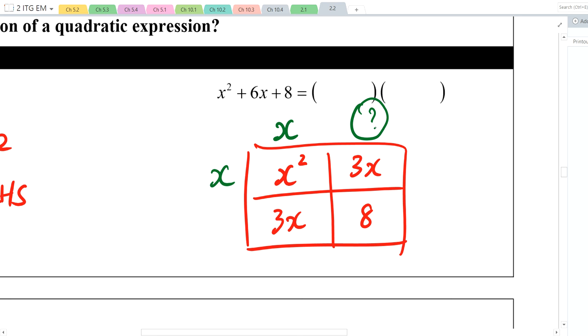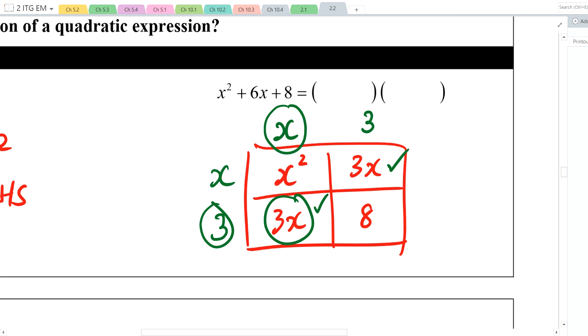3? Okay. If I put a 3 over here, 3 times x gives me 3x, correct? Then what should I put over here? Should I put a 3 as well? So that x times 3 gives me 3x, is that correct? Then what about this one? Is it correct? No, it is not correct. Because 3 times 3 gives me 9. Does it give me 8? So this means that I guessed wrongly. Okay, restart.